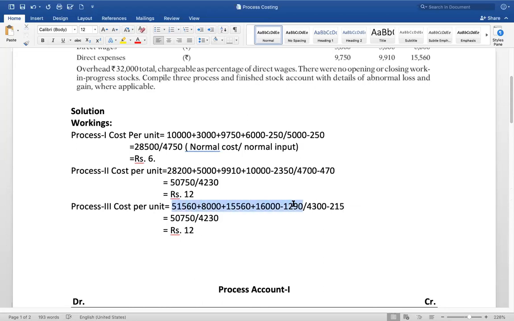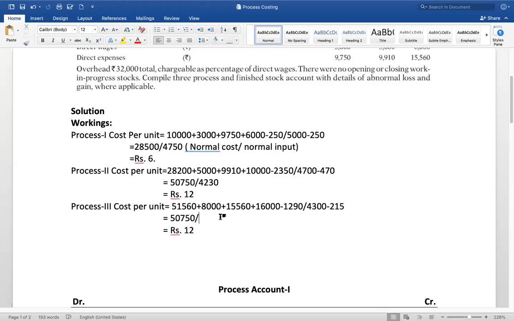So this is the normal cost in process 3, and this is the normal input in process 3, after deducting the normal loss and the scrap value of normal loss. You get a sum of 50,750 by the normal input. It's not 4,230. How much is this? 4,300 minus 215. 4,085.